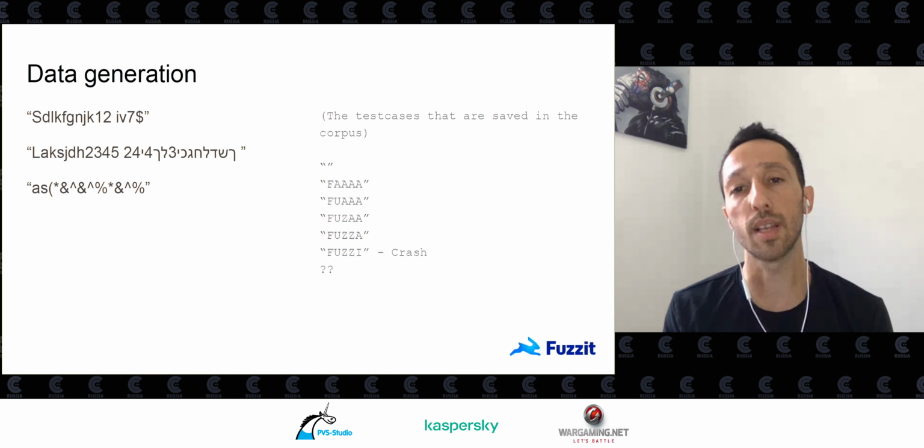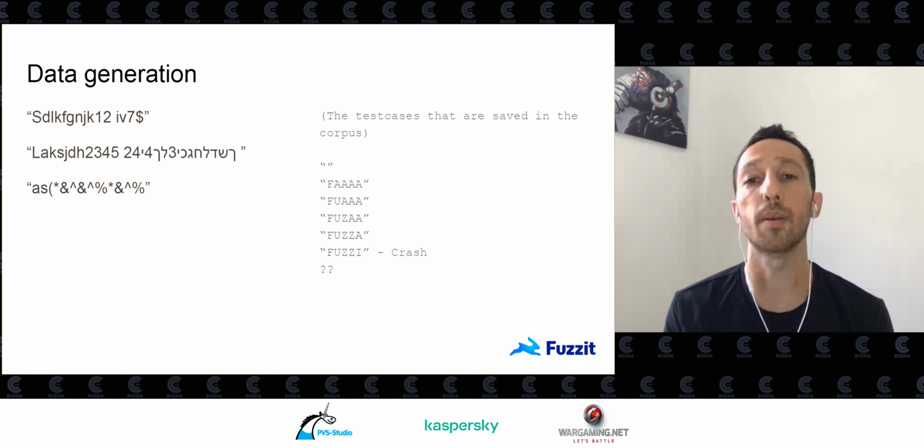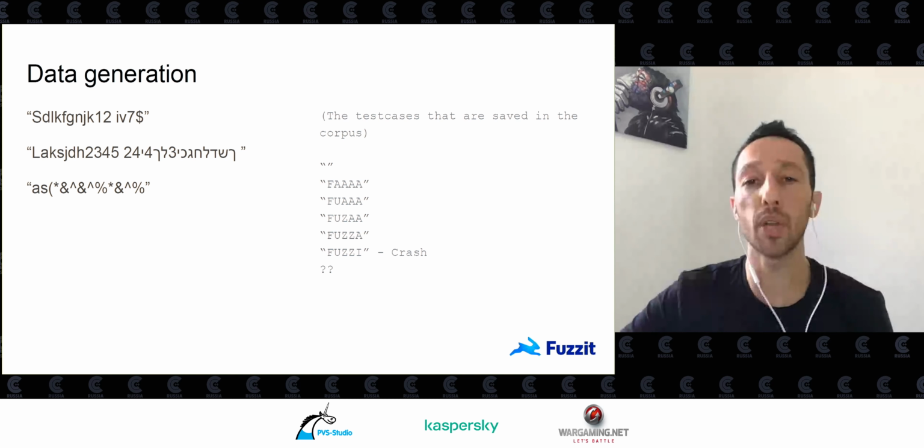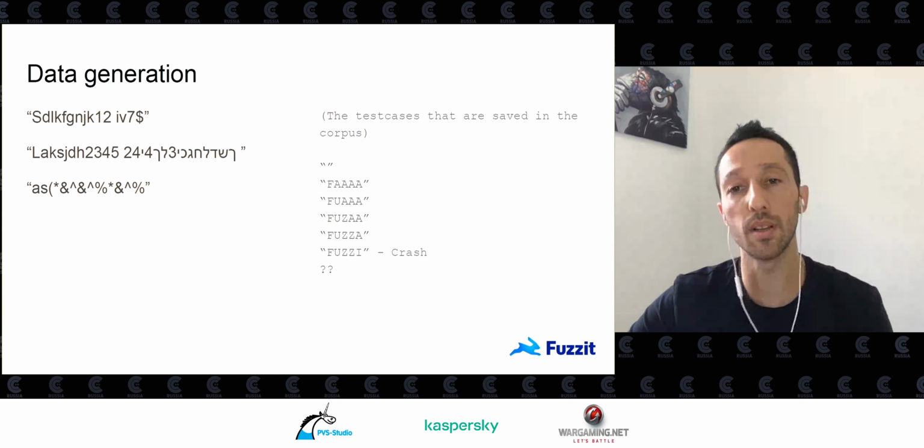On the right side, it's not all the byte arrays that are being generated, but this is all the test cases that are actually saved in the corpus. So this is all the mutations that are better than the old mutation and are being saved to this corpus, to this directory.